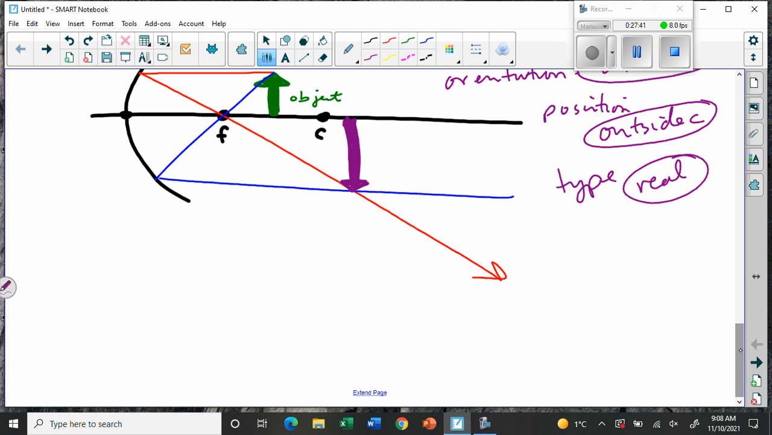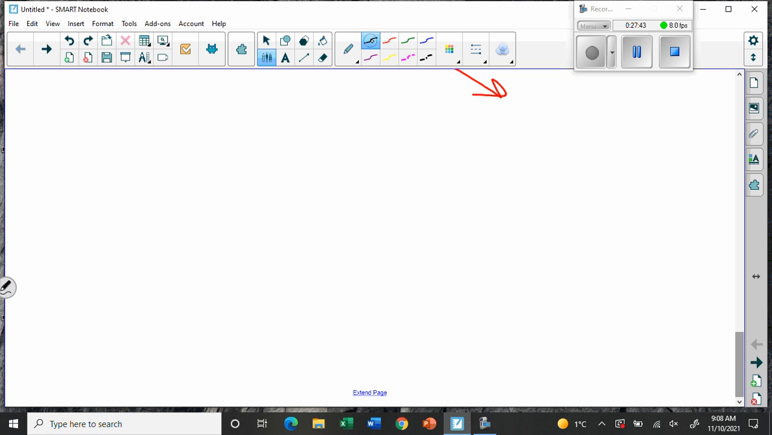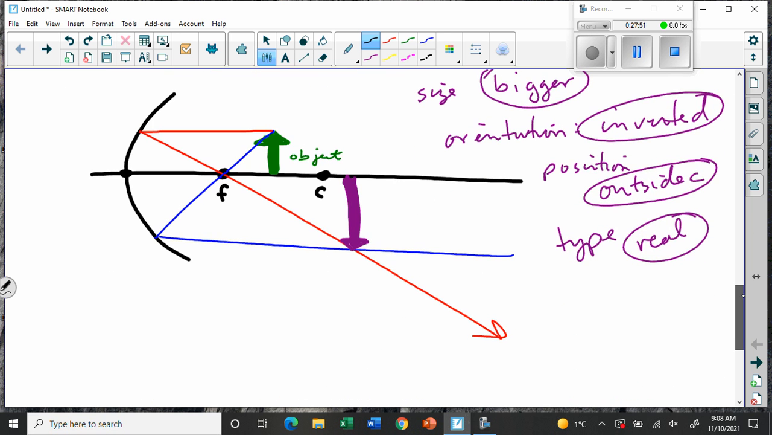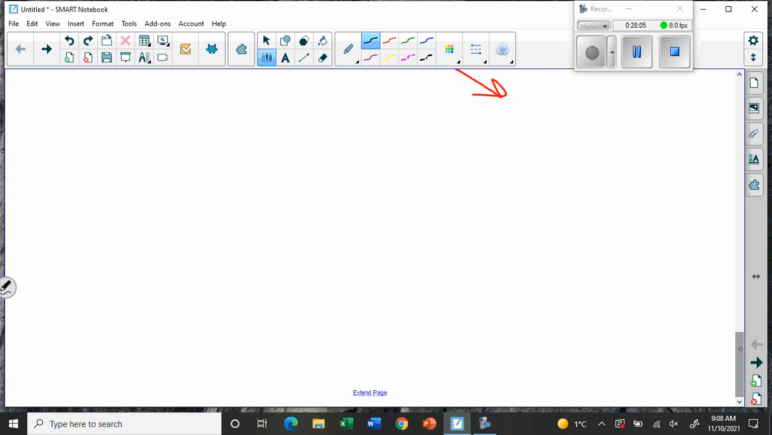Okay, we'll try to draw that example. So let's go at F. We didn't write here what this was. So we titled the first one object at C. So this would be object between F and C, right? That was what that one was. That's where the object, it's pretty obvious. You can see that. Okay, let's draw another one here.